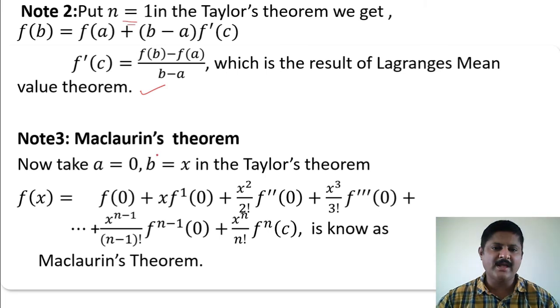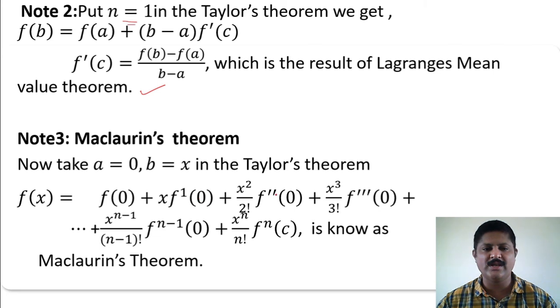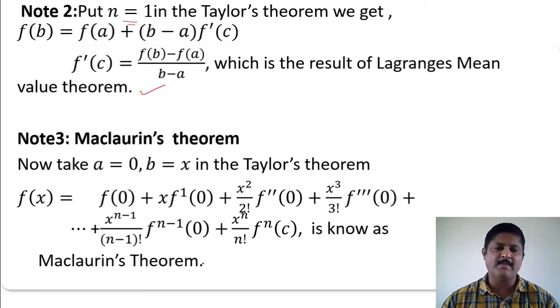Note 3. Maclaurin's theorem. Now take a equals 0 and b equals x in Taylor's theorem. We get f(x) equals f(0) plus x into f'(0) plus x square by 2 factorial f''(0) plus x cube by 3 factorial f'''(0) plus so on plus x power n minus 1 divided by (n minus 1) factorial into f^(n-1)(0) plus x power n divided by n factorial f^n(c), which is known as Maclaurin's theorem.